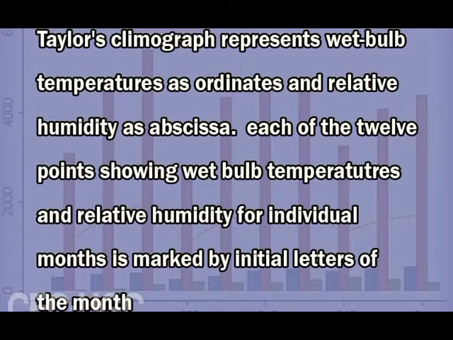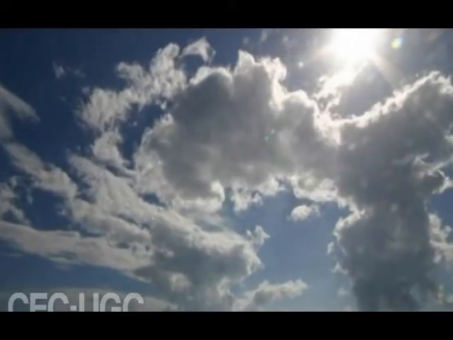Each of the 12 points showing wet bulb temperatures and relative humidity for individual months is marked by initial letters of the month. The four corners, northwest, northeast, southwest, southeast, of the graph are marked as scorching, muggy, keen and raw characteristics respectively. They are very useful for comparative studies in climates because they provide a general climatic index which can be understood at a glance.